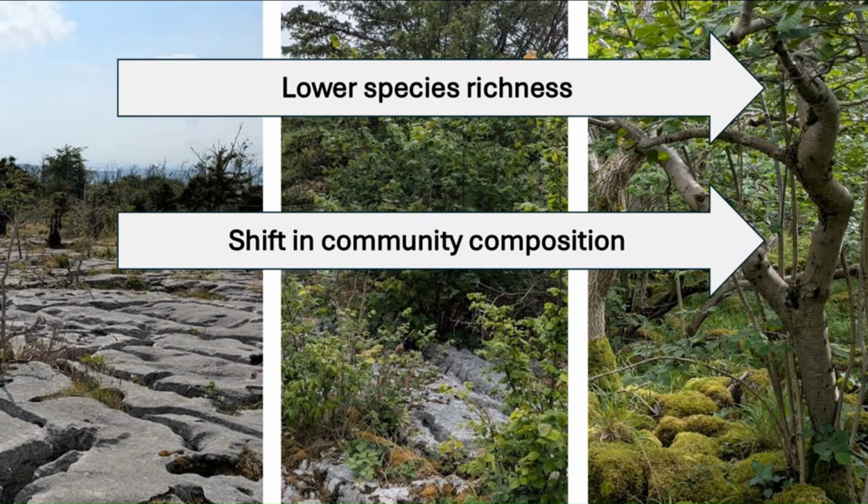And yeah, those are the key messages around the plant community: with this increase in tree cover, we're seeing a decrease in species richness, but possibly more importantly, that shift in the community. So some of those open species are probably dropping out, but they're being replaced by different species, more woodland species, more tree species.